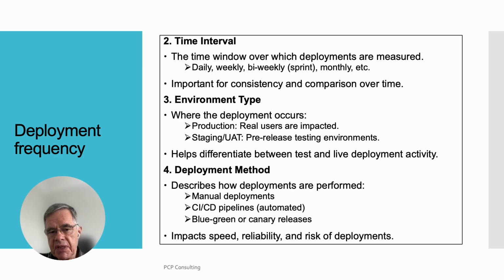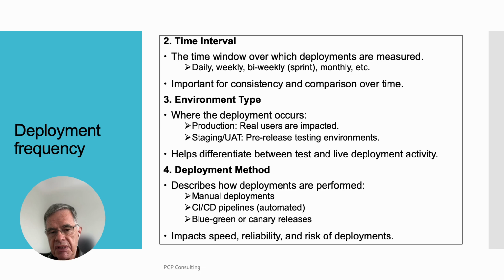Time interval, the time window over which deployments are measured: daily, weekly, bi-weekly, sprint, monthly, etc. Important for consistency and comparison over time. Environment type, where the deployment occurs. Production, real users are impacted. Staging, UAT, pre-release testing environments. Helps differentiate between test and live deployment activity.